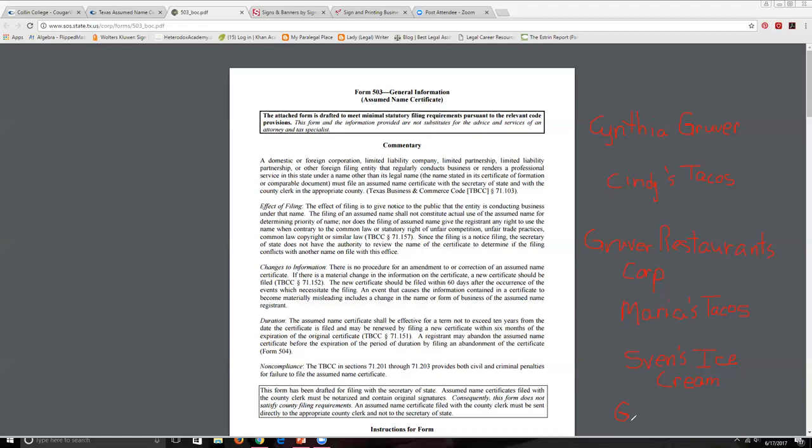Giuseppe's. I don't know how to spell Giuseppe. Okay, so this is close. I apologize if you have a family member named Giuseppe. But Giuseppe's Pizza. So you can see how I might customize it.